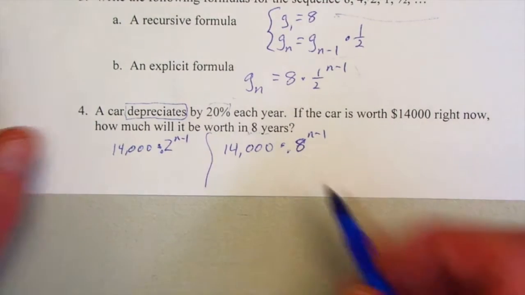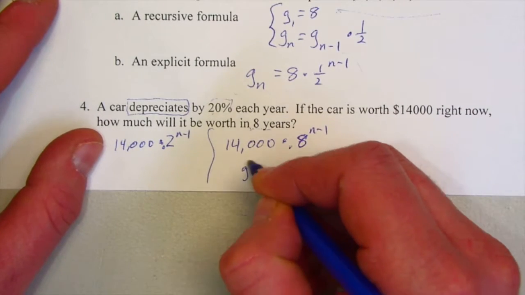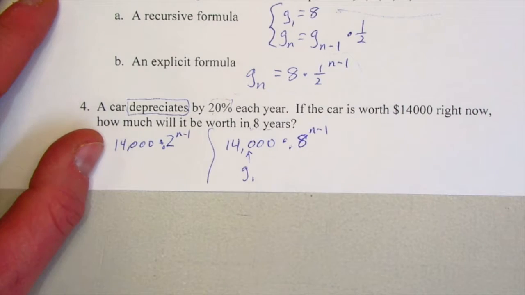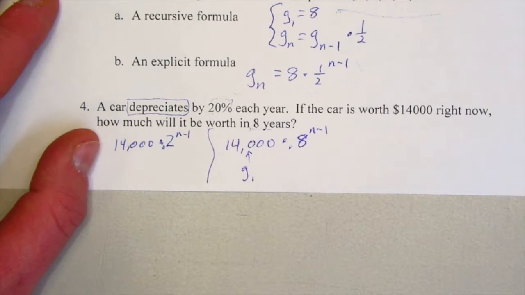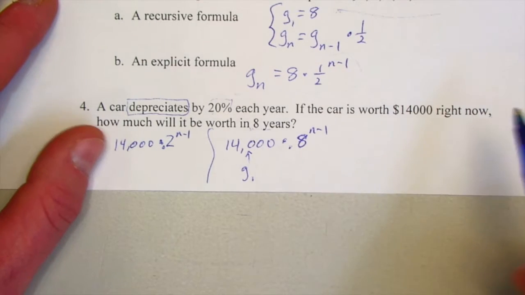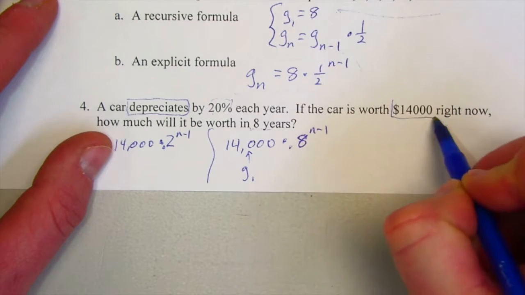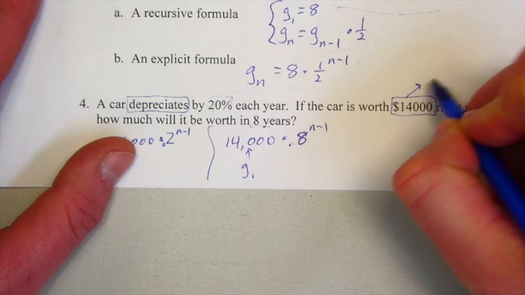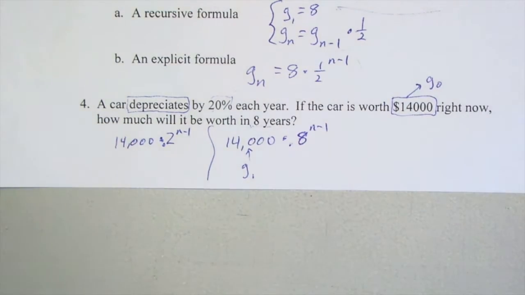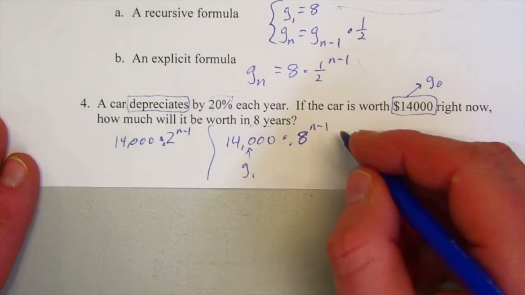In our formula, this right here, this number is G sub 1. And what that number should be is the number when 1 year is complete. And that's where we're coming into some troubles here. This 14,000 is not G sub 1. This is not when 1 year is complete. This is the beginning. This is G sub 0. That's when 0 years are complete. So this is a fix that we need to make.